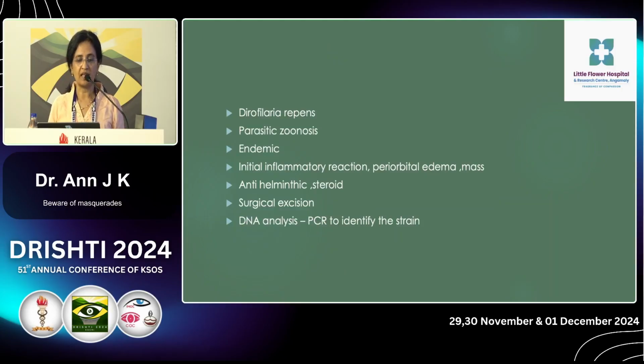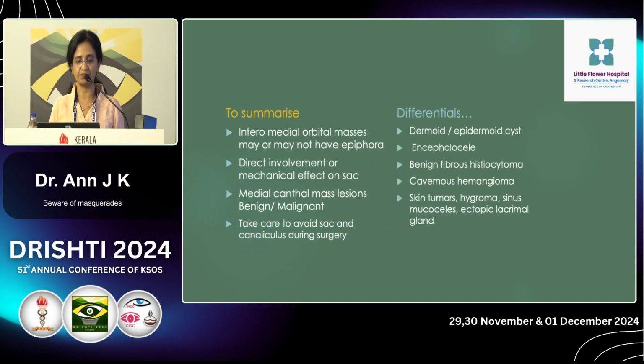Dirofilaria repens is most commonly seen in our population. It is a parasitic zoonosis and endemic in our country. The presenting complaint will be an initial inflammatory reaction, periorbital edema, and mass. There won't be any pain. You can treat it medically with antihelminthics and steroids to an extent, but surgical excision is easier. And if you want to identify the strain, PCR testing is necessary.